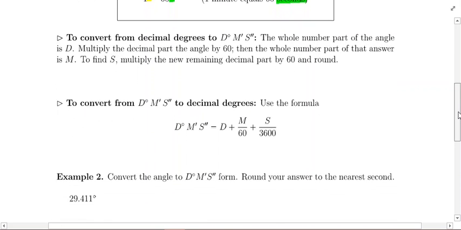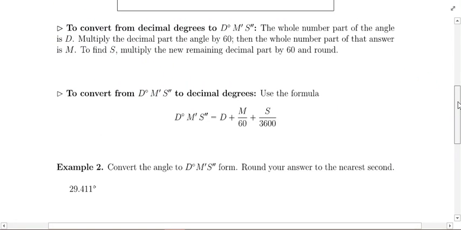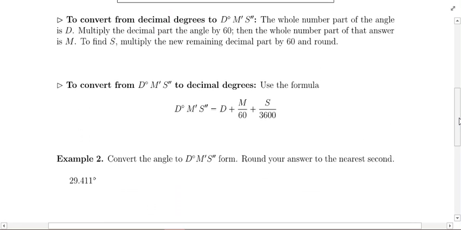So what we're going to do, and let me just show you example 2 here. In example 2, you're going to take 29.411 degrees. Degrees are familiar to us. We're going to convert this number, which is in decimal degrees, into the degrees, minutes, seconds notation. And you have to also be able to go the opposite. So if you are given an angle measurement in degrees, minutes, and seconds, you need to be able to convert that back into decimal degrees. There are some rules up here about how you can convert between decimal degrees and degrees, minutes, and seconds.